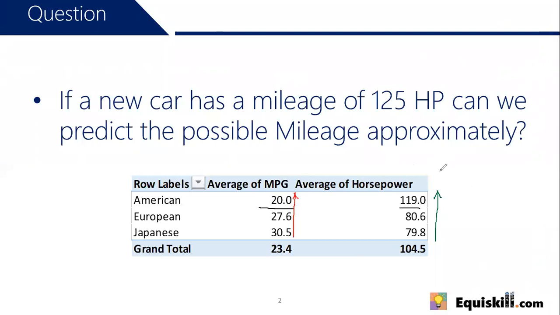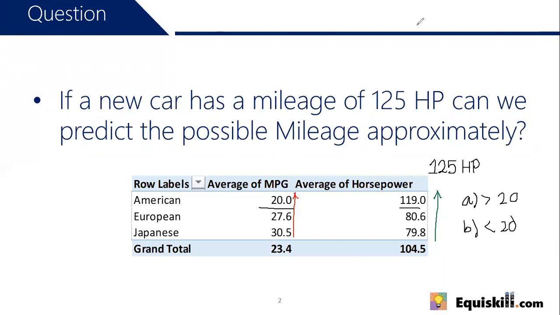Let me ask you, if I introduce a new car in the market, and it's probably an American car, but let me not say that, let me just say it is 125 horsepower. Can you predict how much the mileage is likely to be? Do you think it would be more than 20 or less than 20? Option A, let's say it's more than 20. Option B, it's actually less than 20. Okay. Absolutely. I've got a bunch of responses there. So you can all see that it's likely to be less than 20.